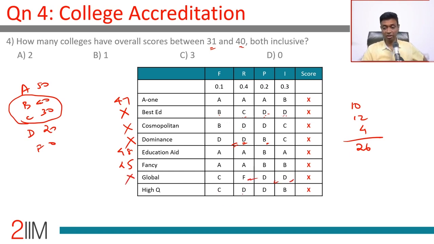IQ. CDDB. D has 0.6. D and B will average to give us a C, but D's weightage is higher. There is a C. This will be less than C. This is ruled out. Everything is ruled out. The number of colleges with scores between 31 and 40, both inclusive, is 0.